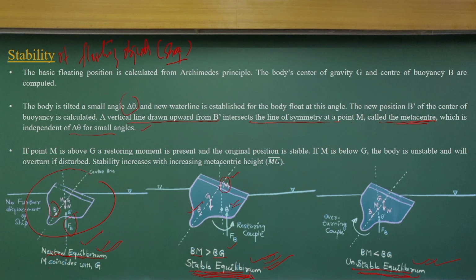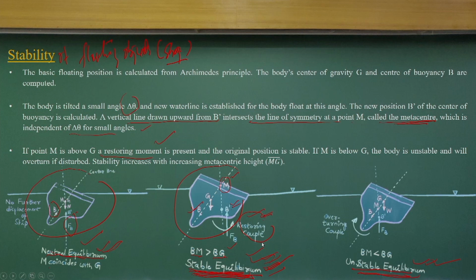At that time a restoring moment will be generated to bring the tilted object back to the initial position. That restoring couple will bring this floating object back after a minor tilting. Since this happens where BM is greater than BG, we call it stable equilibrium. That means for this type of ship or floating object, if you apply a minor angular disturbance, after some time you will see it coming back to the initial condition.